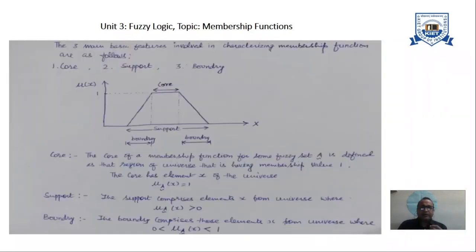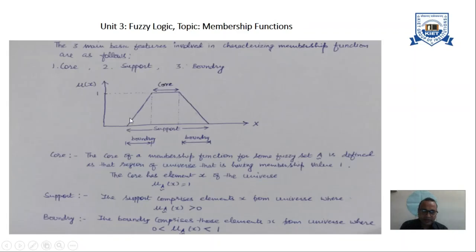Here 3 basic features are involved in characterizing the membership functions, and they are core, support, and boundary. So students, just see the diagram which is here. It is depicting some information to us. We are working in 2 dimensions. On the x dimension, we have various elements of the universe of discourse. They may be discrete or they may be continuous. Irrespective of the nature of the elements plotted on the x-axis, on the y-axis we are simply finding the membership value of all these elements.